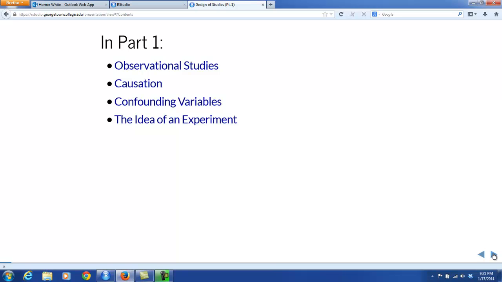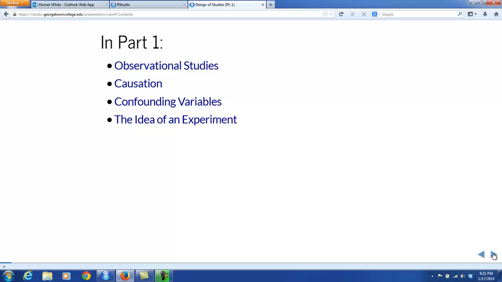One of the primary obstacles to inferring causation in observational studies is the possible presence of confounding variables that end up doing some of the causal work in addition to, or perhaps instead of, the explanatory variables that you actually had in mind. We'll also look, in an introductory way, at the idea of experiments.